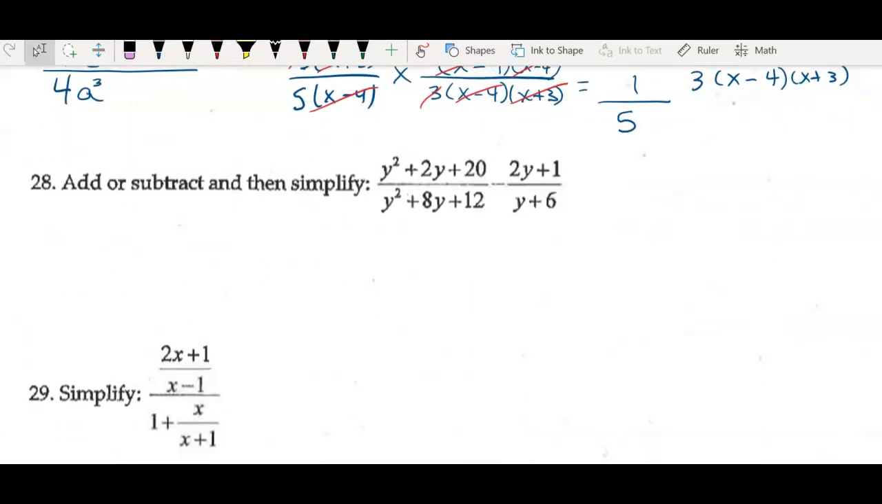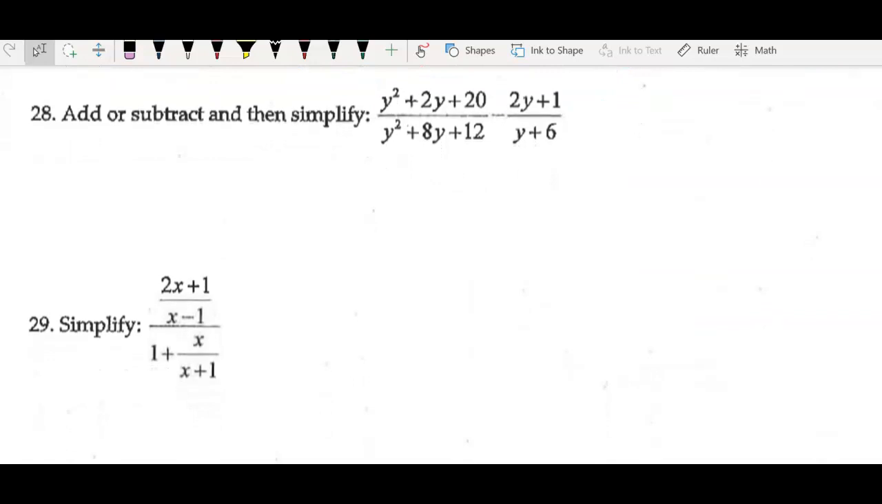Now, subtraction is a little more complicated. When we're dealing with subtraction, we have to get these common denominators. So at this point, we really only care about the denominators. So to get started on this problem, I'm just going to figure out what this denominator is factored.